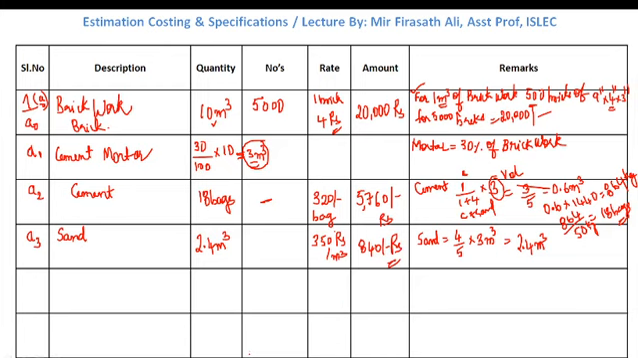Bricks is done, cement is done, sand is done. Now next is mixing. Mixing quantity is how much? 3 meter cube is the quantity of cement mortar. So write down 3 meter cube.